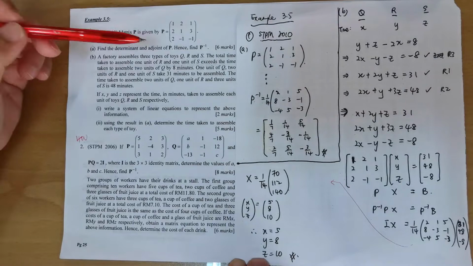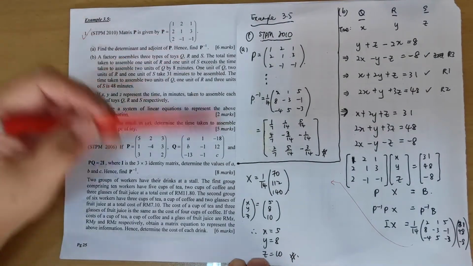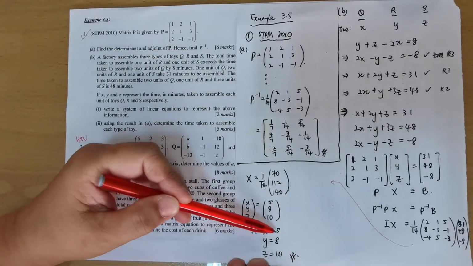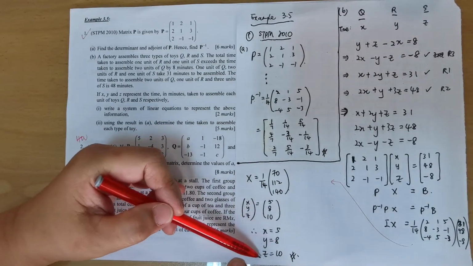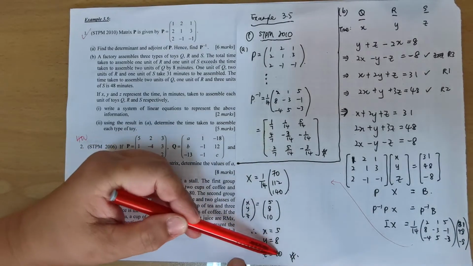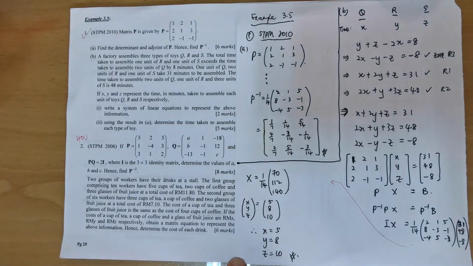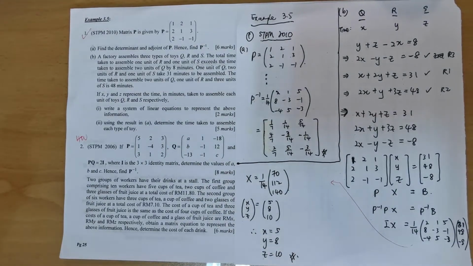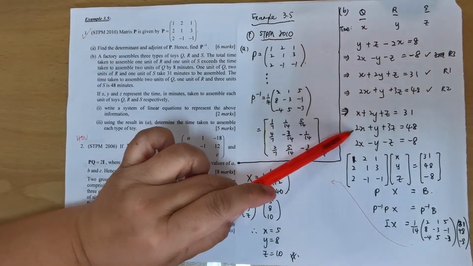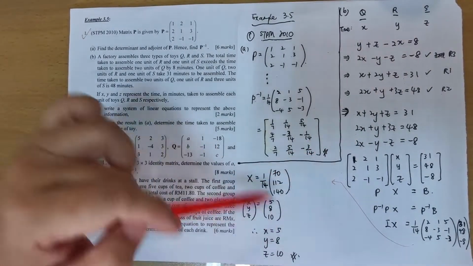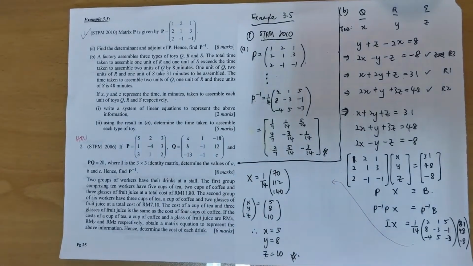So it means that the time to example 1q is 5 minutes, to example 1r is 8 minutes, and to example 1s is 10 minutes. So it's just that simple. The only different thing is you have to form your own system of linear equations. The rest just follow what we have done before this.